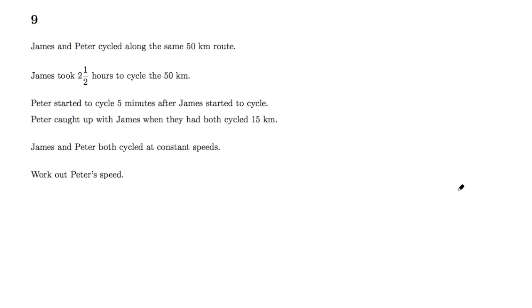2 marks for that question. Okay, question 9 says, James and Peter cycled along the same 50-kilometre route. James took 2.5 hours to cycle the 50 kilometres. Peter started to cycle 5 minutes after James started to cycle. Peter caught up with James when they had both cycled 15 kilometres. James and Peter both cycled at constant speeds. Work out Peter's speed.